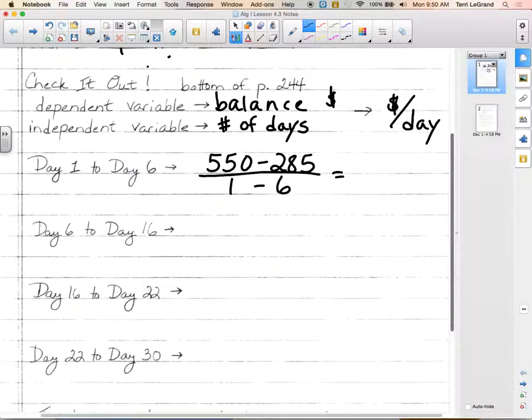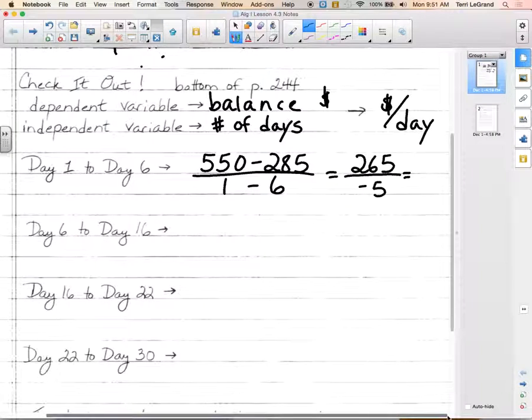So what's 550 take away 285? 265. Yeah, 265 over 1 take away 6, which is negative 5. So what happens here? What's 265 divided by negative 5? When we divide this out, we're changing it into a unit rate of change. So how many times is 5 going into 265?